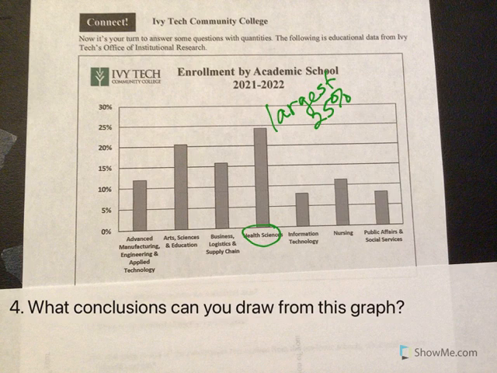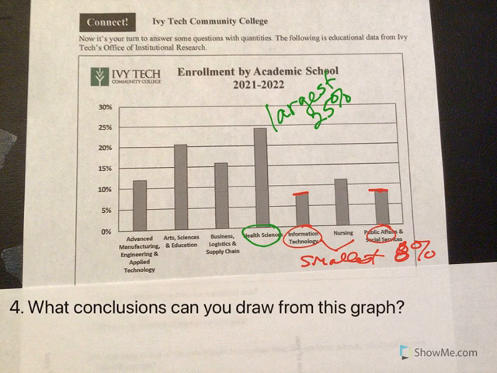Keeping with that idea, if you look at information technology and public affairs and social services, they're pretty close as the smallest schools, and those are at about 8%. So those are two conclusions I can draw, right? The largest school, the smallest school.